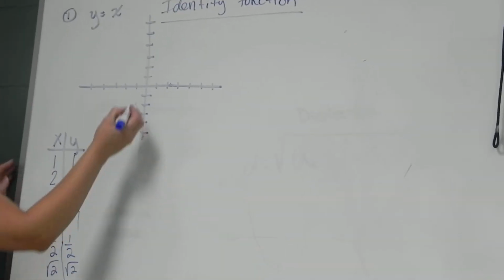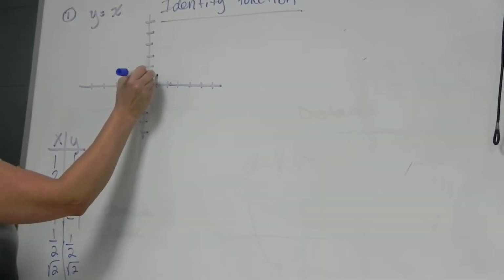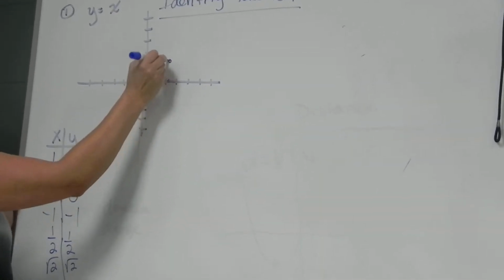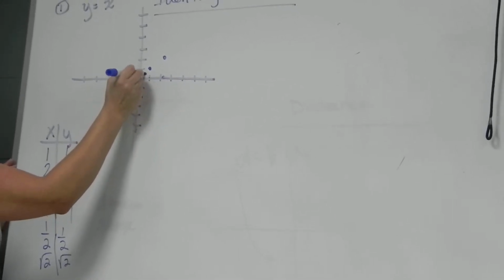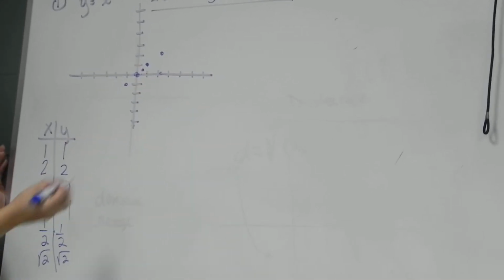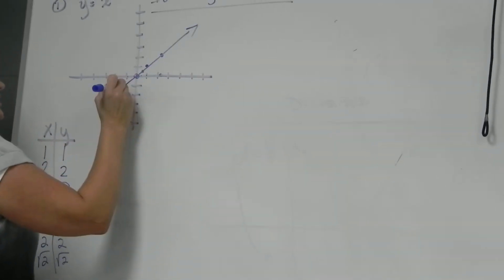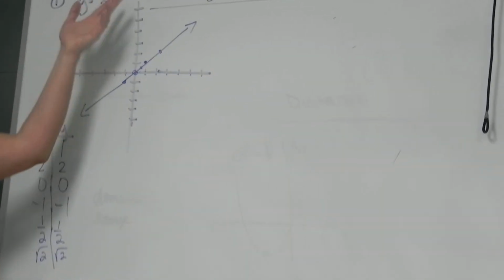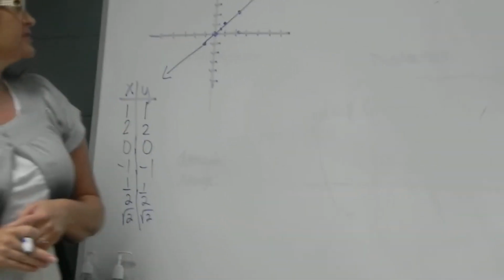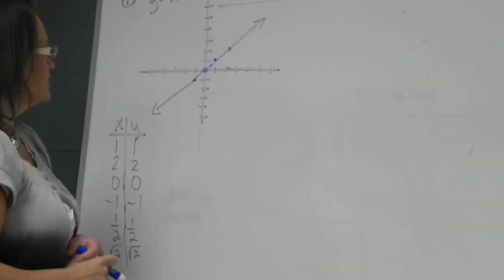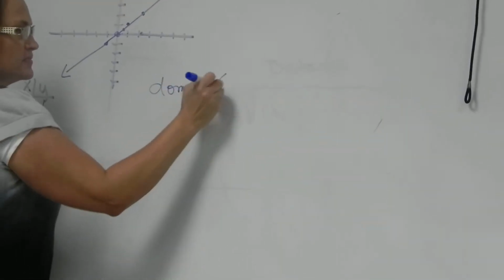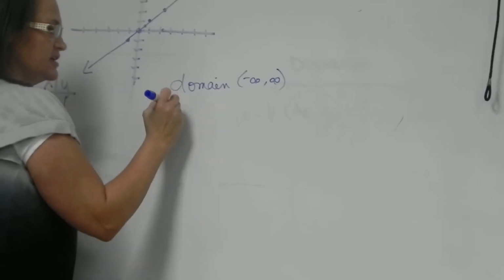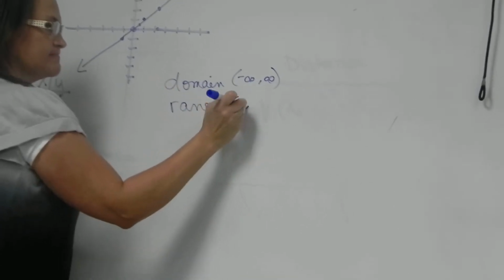All right, when we plot those points, 0, 0, over 1, up 1, over 2, up 2, back 1, down 1, a half, and so on. Notice they do line up. We were expecting this to be a linear equation, right? It's x to the first, y to the first, should be linear, and to line up like so. So the domain of every linear equation is negative infinity to positive infinity, and the range is the same.